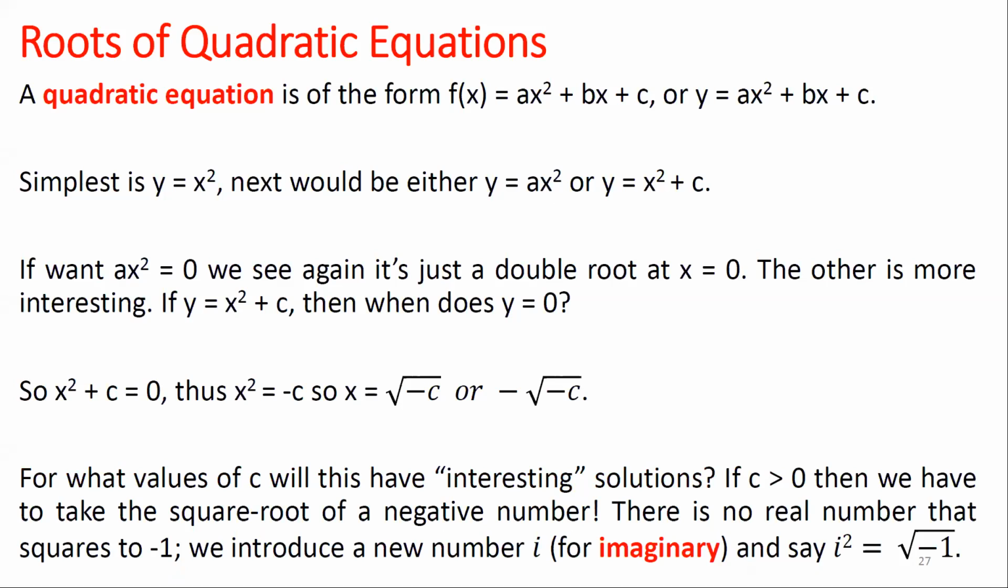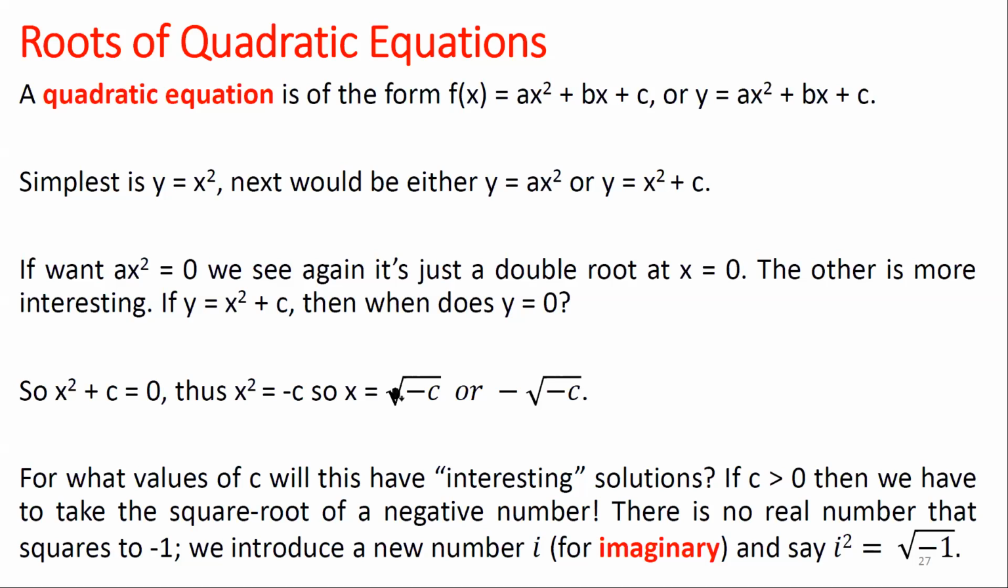Positive times positive is positive. Negative times negative is positive. 0 times 0 is still 0, but it's definitely not negative, and it's not positive. There's no real number that squares to something negative. So if we take c equals 1, and we try to solve x squared plus 1 equals 0, there's no real number that does it.